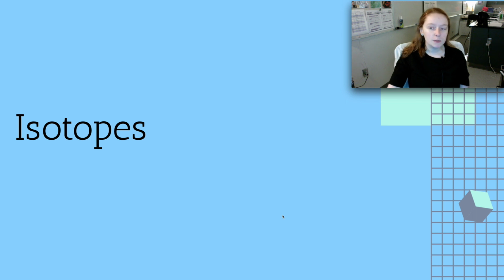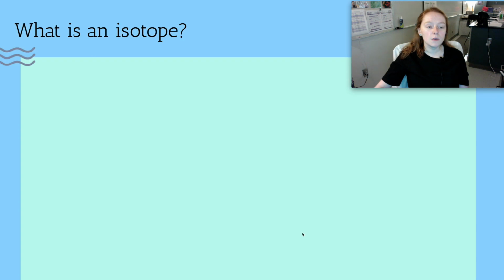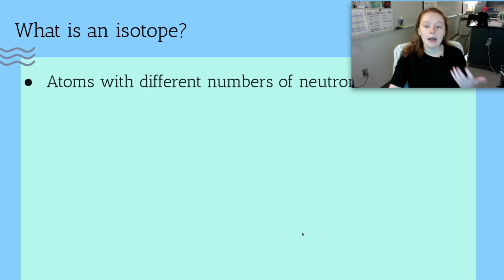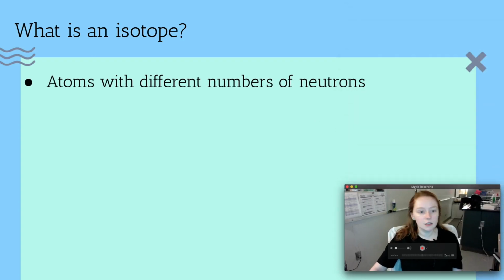Isotopes. Isotopes can be hard for some students. They have a difficult time understanding that neutrons can change, so we're going to try and make sure that you guys are doing okay with this one. The first thing that you need to know, an isotope is just an atom that has a different number of neutrons. That's all it means.